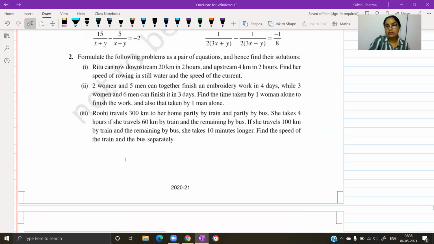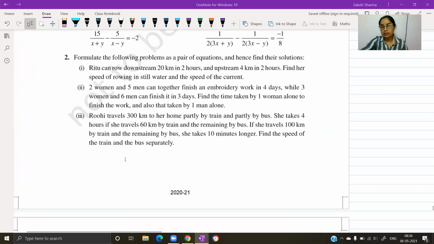Formulate the problems as pair of equations and hence find their solutions. Now, since these problem sums are given in this exercise, the equations that you will form will not actually be pair of linear equations. Once you represent the situation in the form of equation, you will see that the equations we get at first are not a pair of linear equations. So we will have to convert them, reduce them to pair of linear equations and then solve, just like we did question number 1 here.